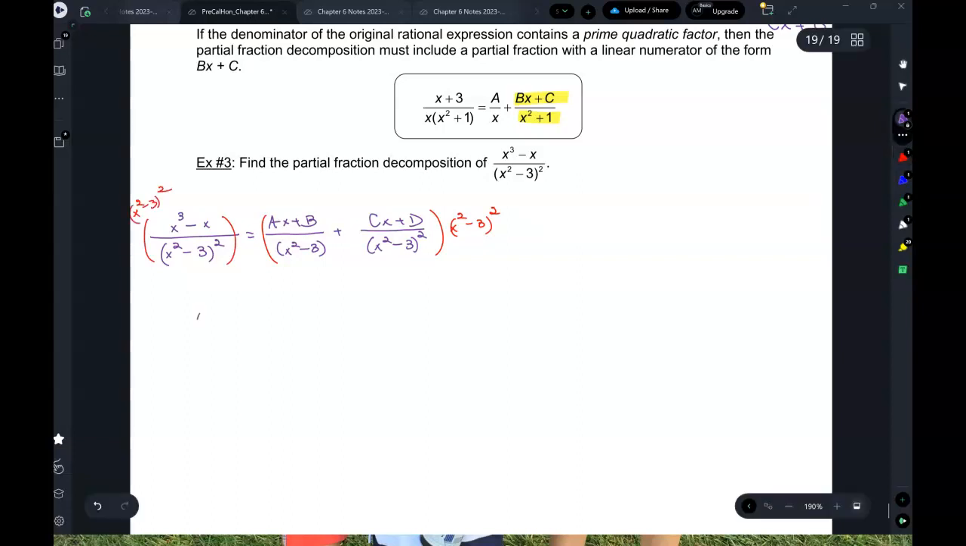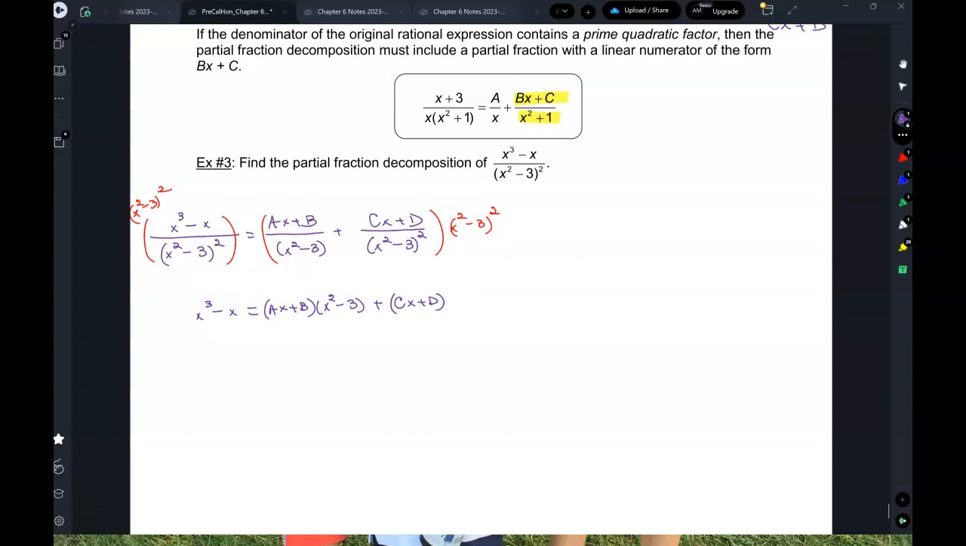Okay, so x cubed minus x is equal to (ax plus b) times (x squared minus 3) plus (cx plus d) times x squared. Oh no, that's it.